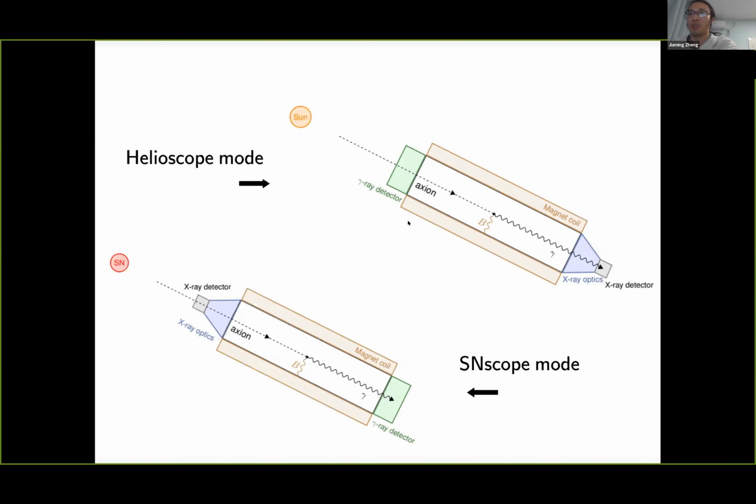So our proposal is very simple. We just propose that we install a gamma ray detector at one end of the helioscope that is opposite to the X-ray detector. Then usually we just make the helioscope point to the sun as usual to search for solar axions. But if we somehow know that a supernova is going to explode, we can turn the helioscope around and face the gamma ray detector to the supernova. And hopefully we can detect supernova axions converted to gamma rays in the gamma ray detector.